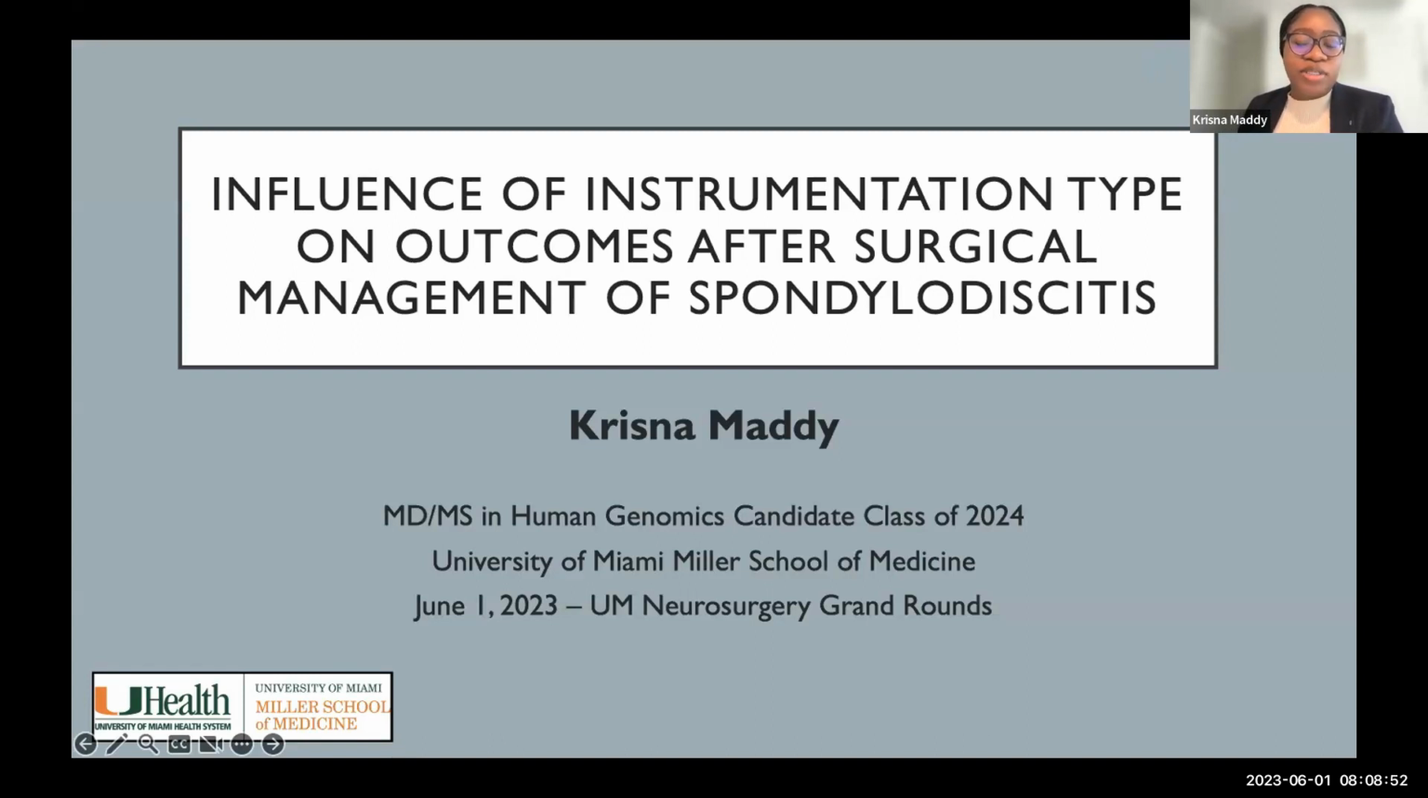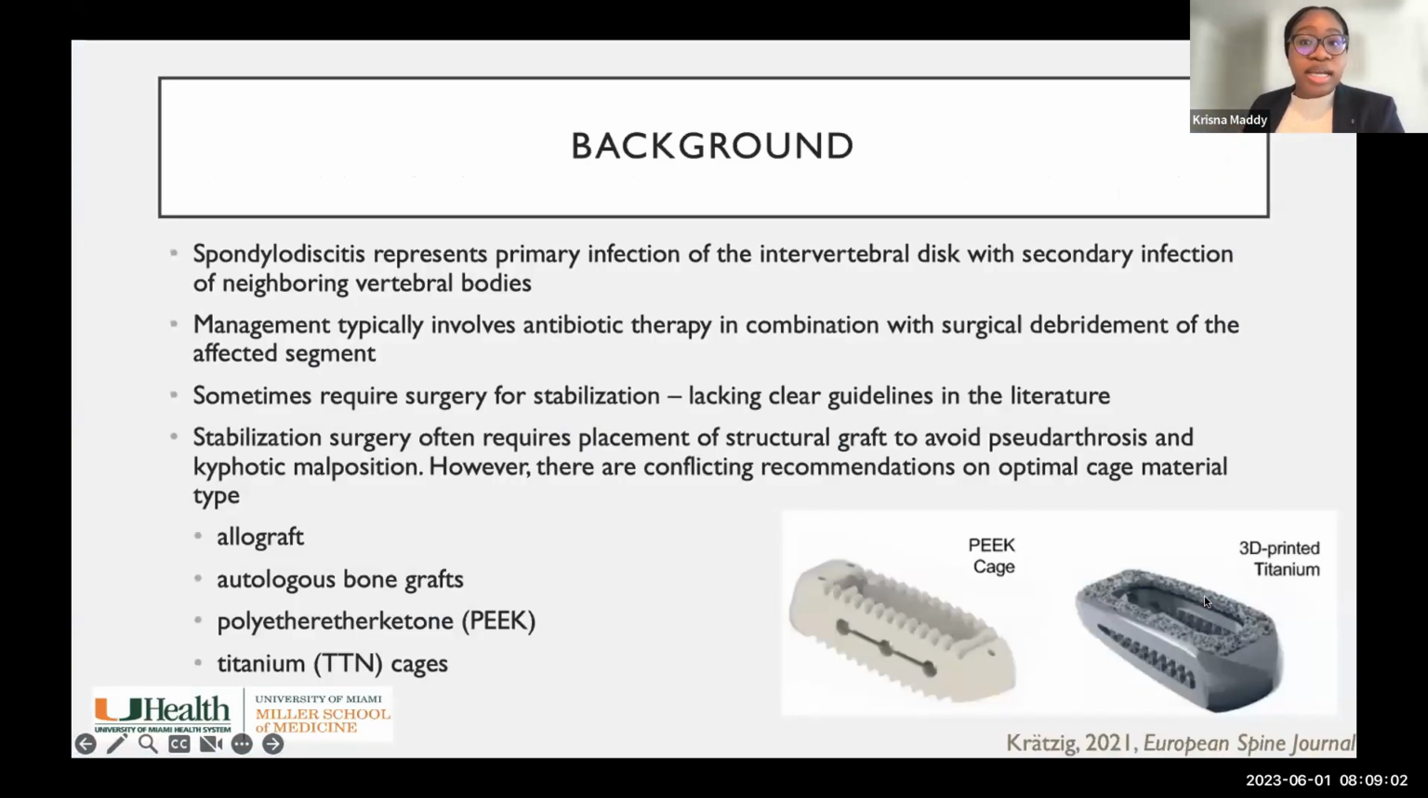I'm grateful for the opportunity to present my project titled Influence of Instrumentation Type on Outcomes After Surgical Management of Spondylodiscitis. So spondylodiscitis represents primary infection of the intervertebral disc with secondary infection of our neighboring vertebral bodies. Management typically involves a course of antibiotics as well as surgical debridement of the affected segment. But in patients presenting with intractable pain, neurological deficits, evidence of spinal instability, surgical stabilization surgery is often required. However, there are no clear guidelines in the literature about how to approach these patients.